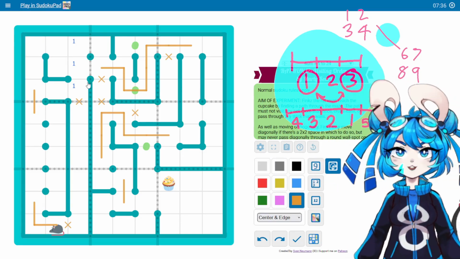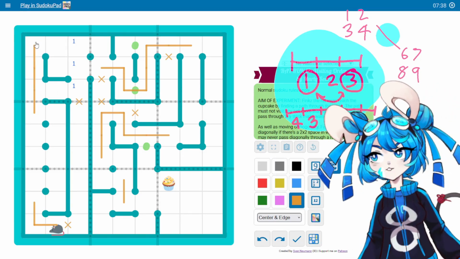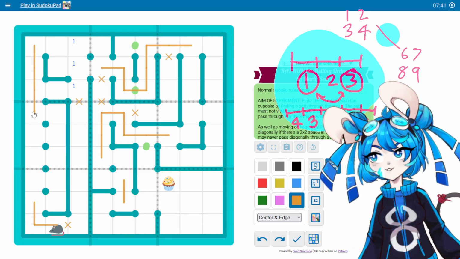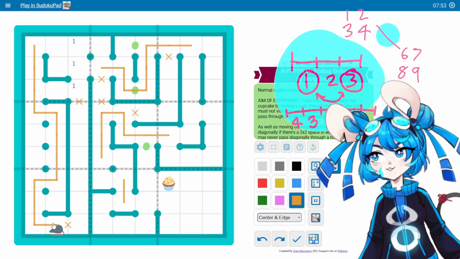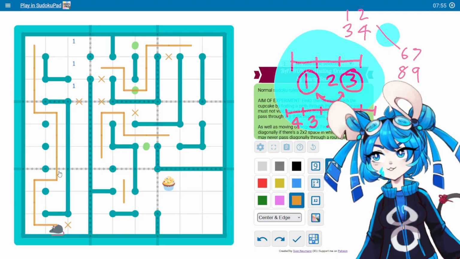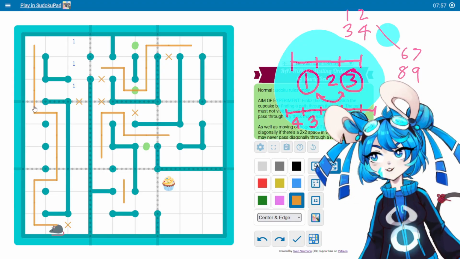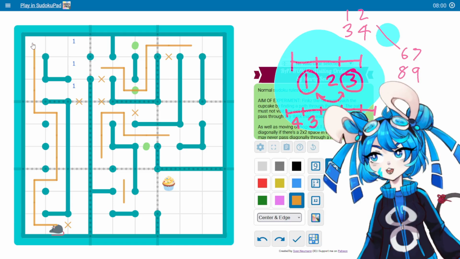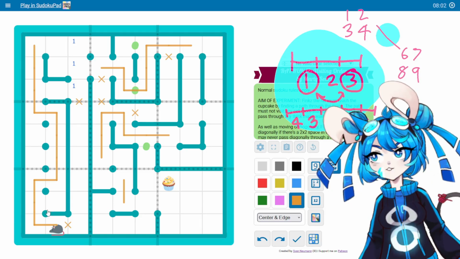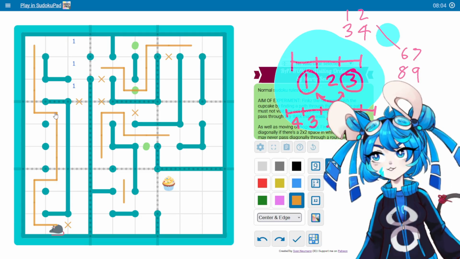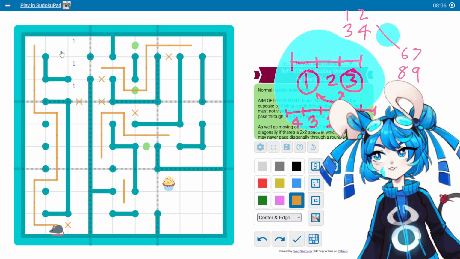So that means if it goes upwards, there can only be at most 7 cells visited in this column. And right now there's 1, 2, 3, 4, 5, 6. And we need at least one more. So I guess something like this could work. 1, 2, 3, 4, 5. 1, 2, 3, 4. And then 5, 6, 7. And 1, 2, 3, 4, 5. Hmm.